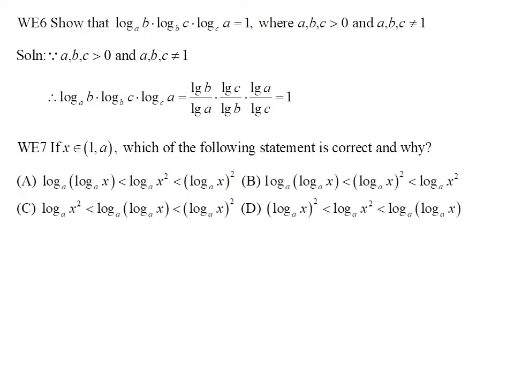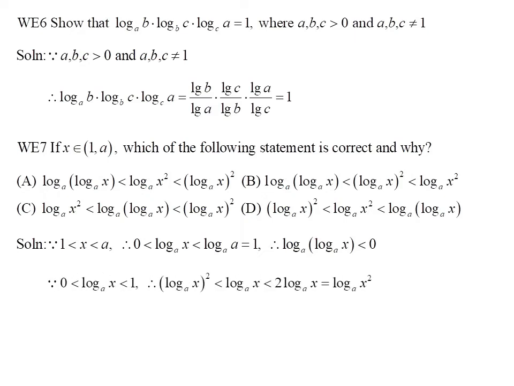In example 7, x is between 1 and a, excluding both endpoints. The question is a multiple choice question. Since x is between 1 and a, logarithm base a of x is greater than 0 and less than 1. Hence, logarithm base a of x is less than 0. Therefore, logarithm squared base a of x is less than logarithm base a of x, which is less than logarithm base a of x squared. Therefore, the statement of B is the correct one.